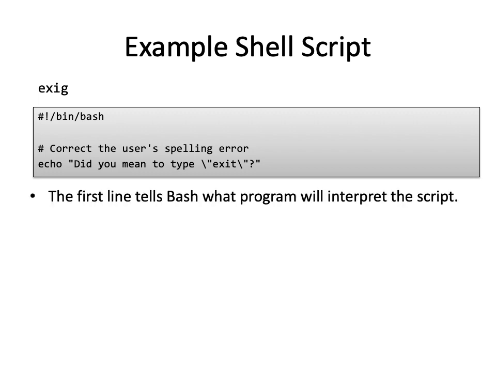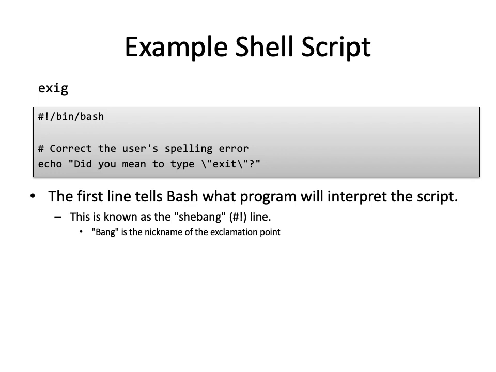So let's digest this script. The first line of the script tells bash what program will interpret the script. The first two characters are known as the shebang, the pound sign or hashtag, followed by the exclamation point, which is often nicknamed the bang symbol, for whatever reason. So shebang, that's a keyword that tells bash, okay, this is the very first line of the file.